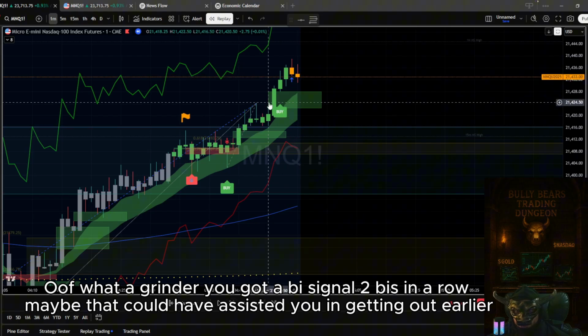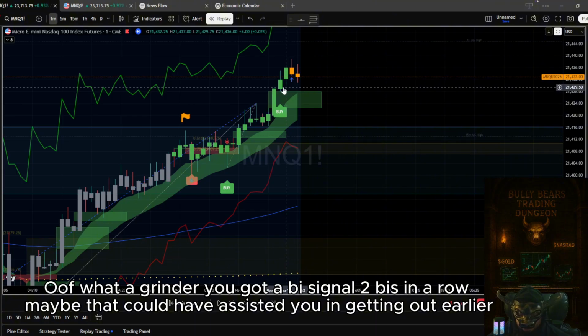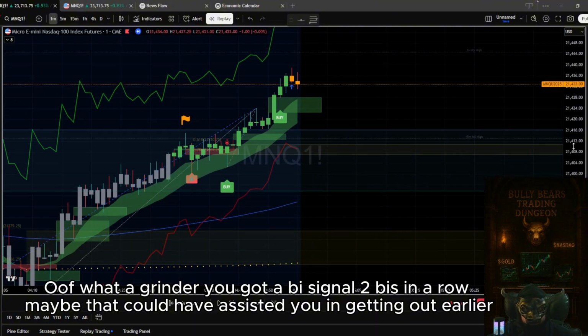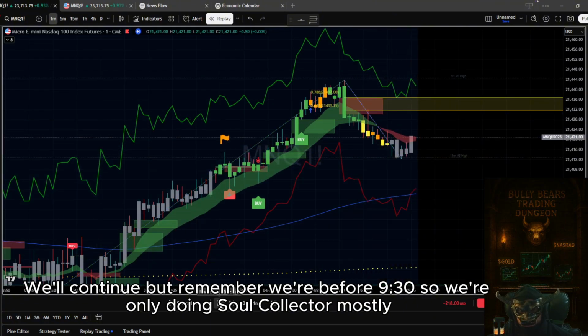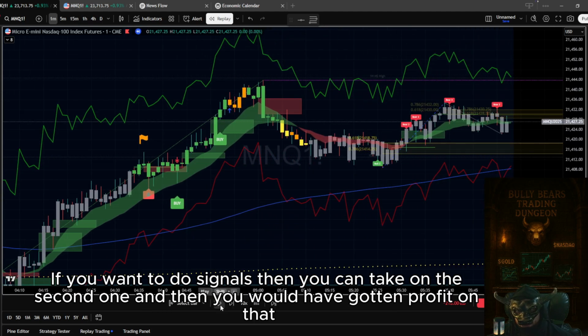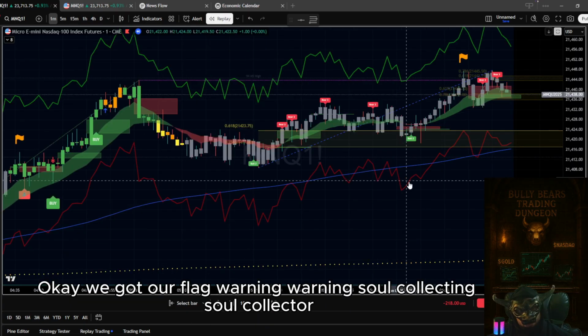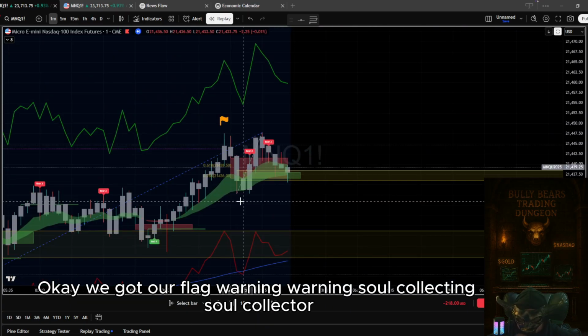Oof, what a grinder. You got a buy signal, 2 buys in a row. Maybe that could have assisted you in getting out earlier. We'll continue, but remember, we're before 9:30, so we're only doing Soul Collector mostly. If you want to do signals, then you can take on the second one, and then you would have gotten a profit on that. Okay, we got our flag. Warning, warning. Soul collecting. Soul Collector.